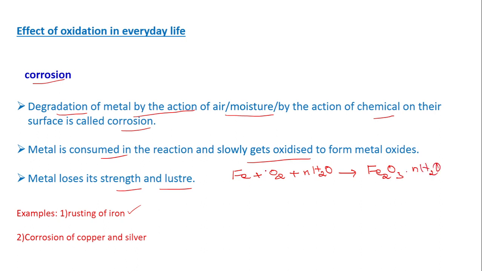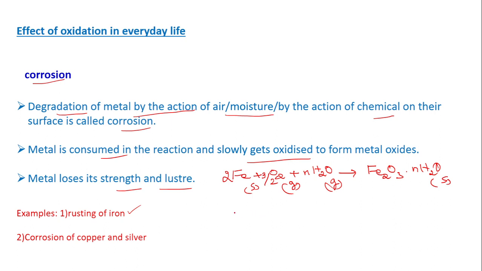So let us balance it. So this is how the reaction takes place. Moisture, and this is again solid. So you can see brown colored flakes on the surface of the iron articles. What happens to the iron now? Its strength will be lost. It will break easily. That is how bridges and buildings will collapse if the iron articles are exposed to air or moisture.